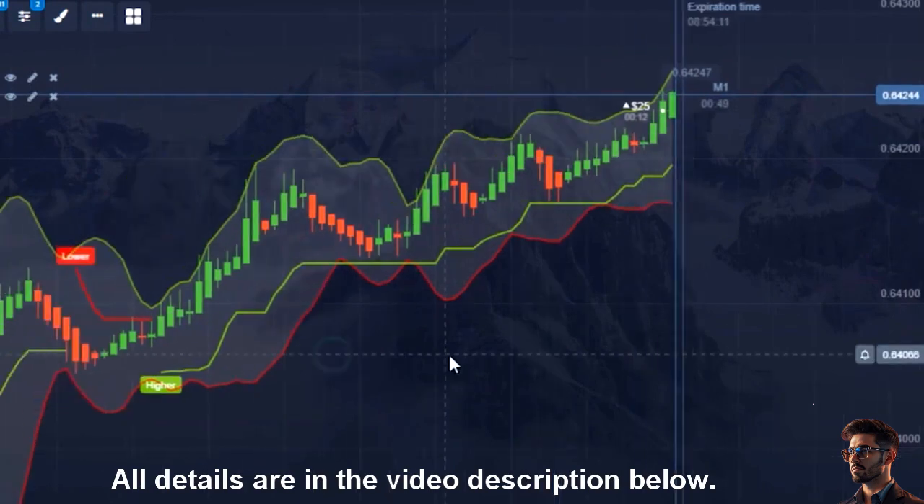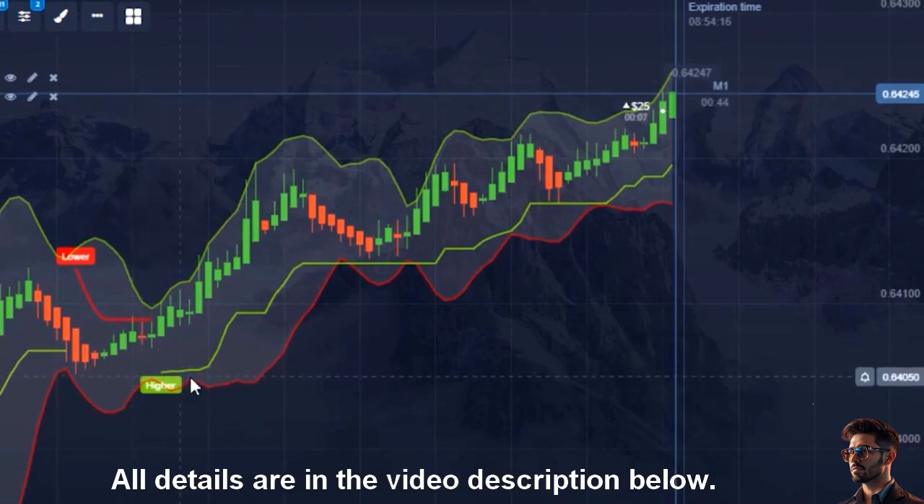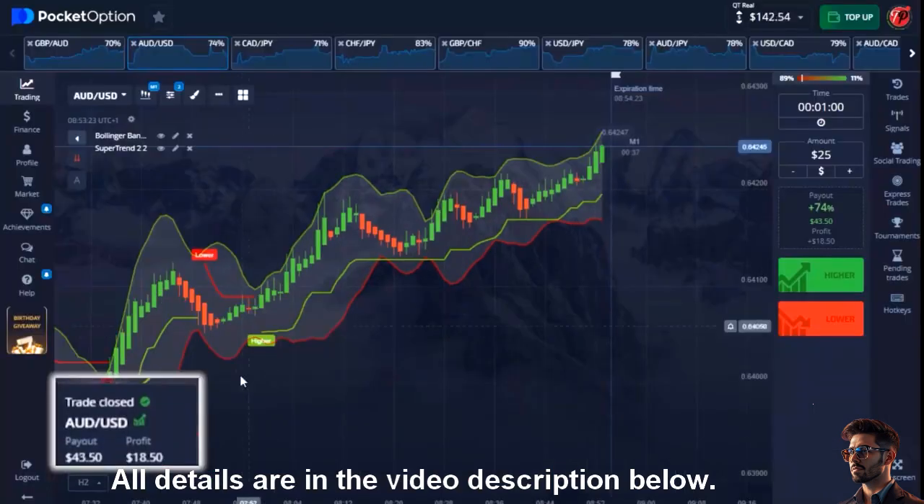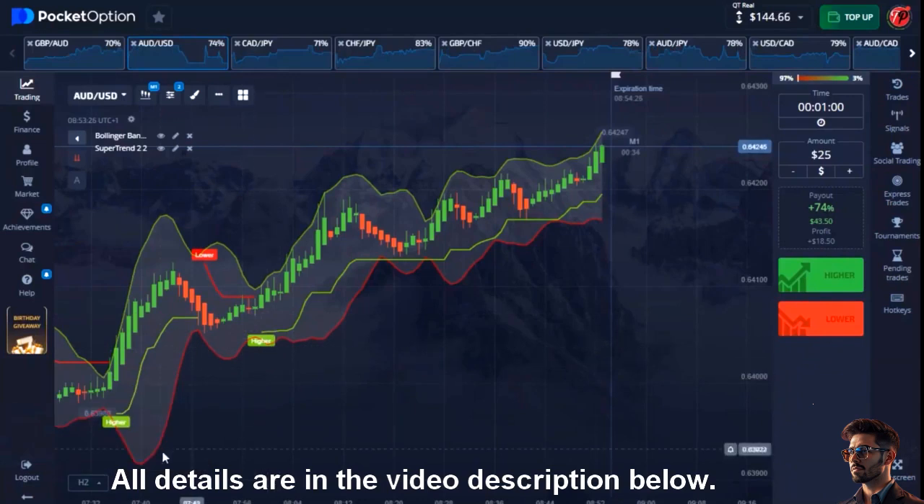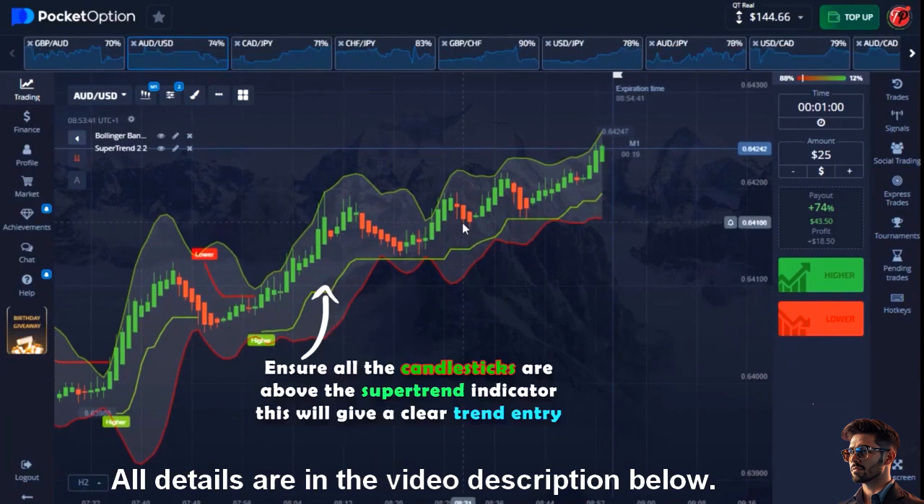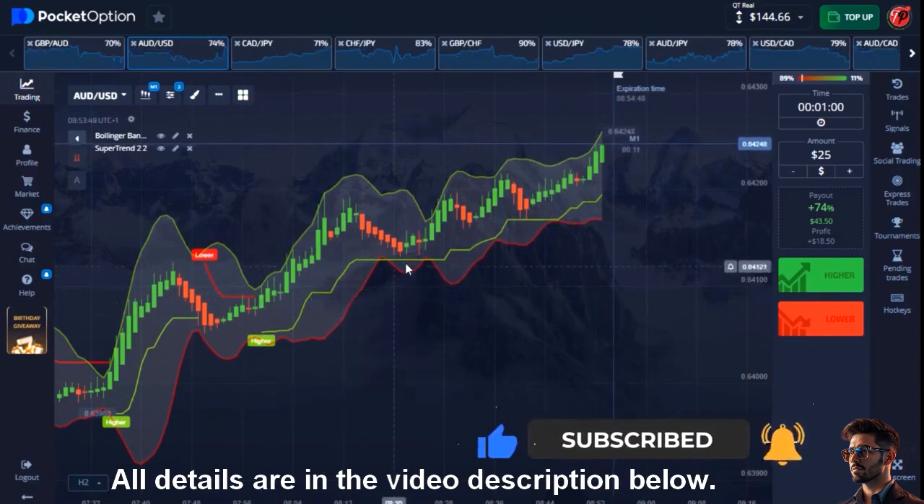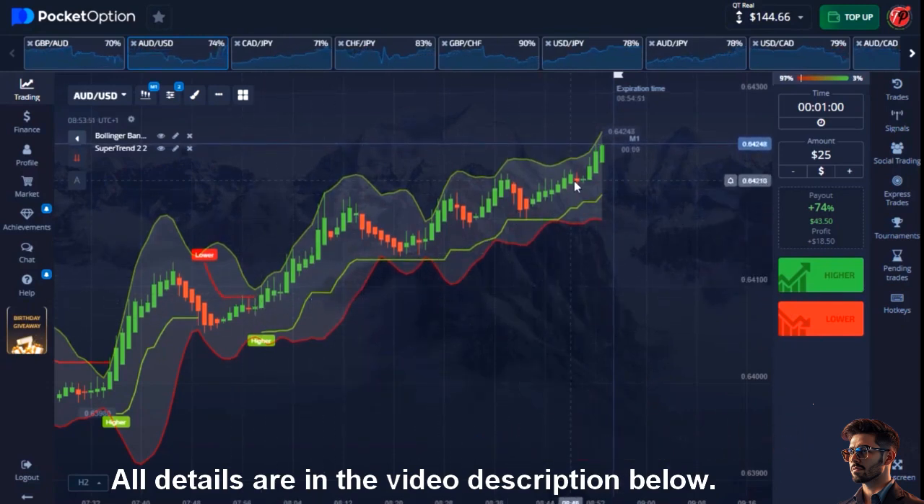All right, so another thing is to always make sure that your signal indicates in a very close position to your Bollinger Band downline here. Make sure that you have the indication in a very strong oversold position along the downline of the Bollinger Band. As you can see, we're in the money on that. Another thing to confirm is to make sure that all the candlesticks are actually above the Super Trend indicator. As you can see, all the candlesticks right from this position are actually above the Super Trend indicator. So those are the things you need to check before you enter a trade.